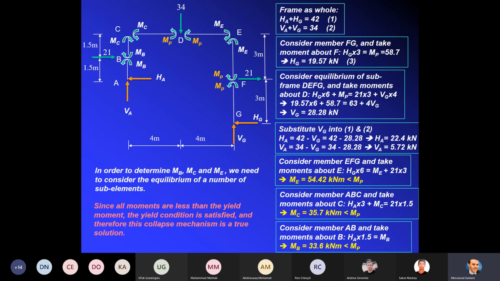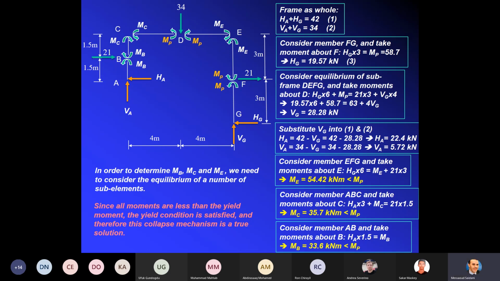We can say with confidence that it is the true solution because all three conditions are satisfied: equilibrium, mechanism, and yield. Right? Any questions whatsoever, please, on this slide or anything?